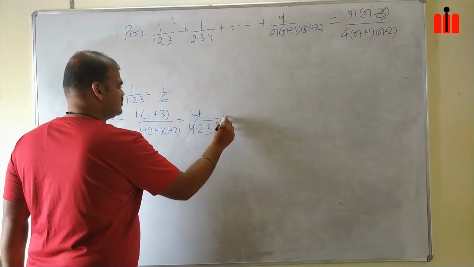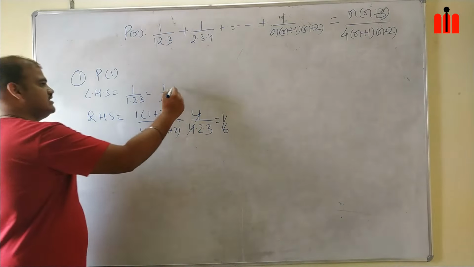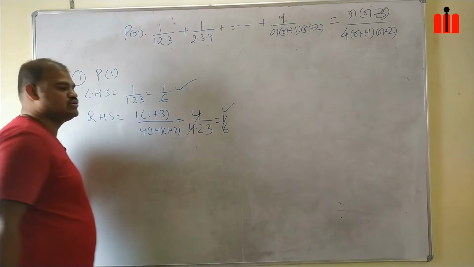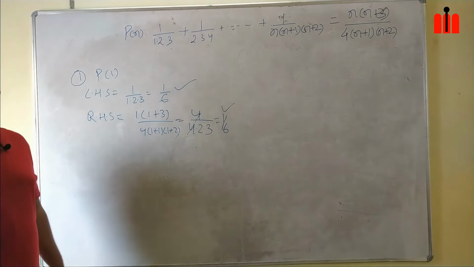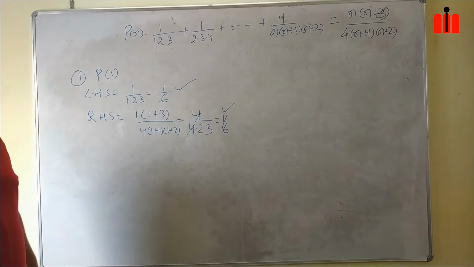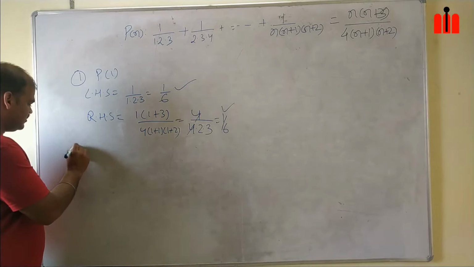4 gets cancelled, so this is equal to 1 by 6, right? So my LHS is equal to RHS. Once my LHS is equal to RHS, P1 is correct. P1 is true, so my check statement is done. Now let's write my PM statement.